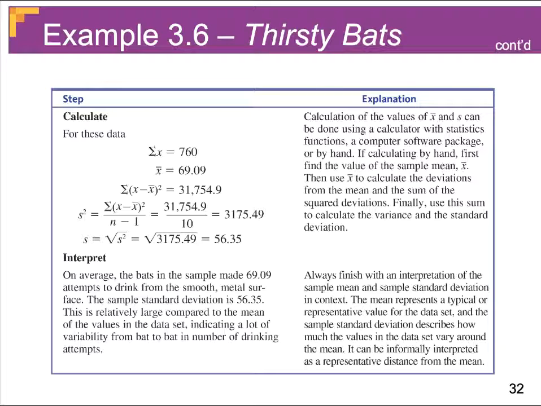But the type of interpretation that you should make is this, saying on average, the bats in the sample made 69.09 attempts to drink from that smooth metal surface. The sample standard deviation is 56.35. Notice that the sample standard deviation is quite large compared to that sample mean, and that would tell us that there was a lot of variability from bat to bat in the number of drinking attempts.